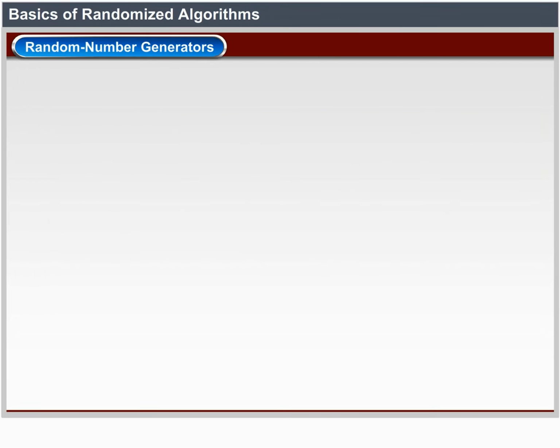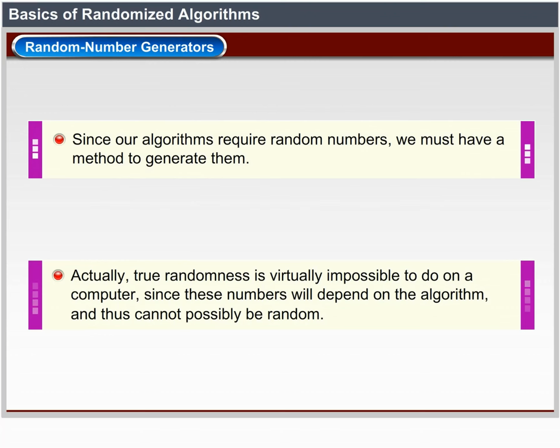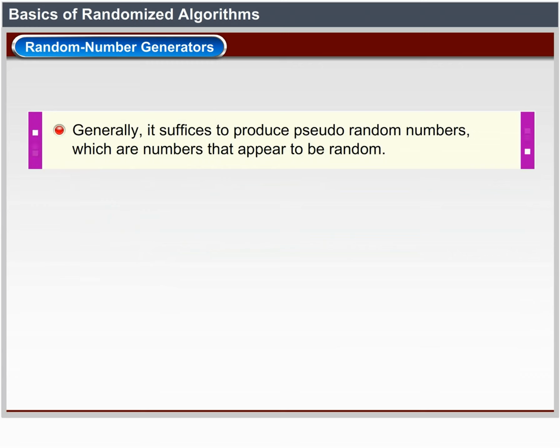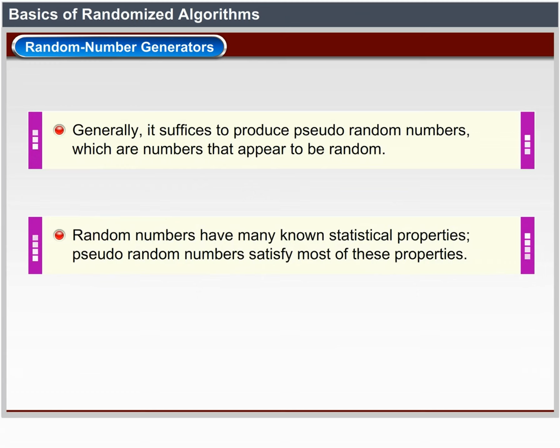Random number generators. Since our algorithms require random numbers, we must have a method to generate them. Actually, true randomness is virtually impossible to do on a computer, since these numbers will depend on the algorithm and thus cannot possibly be random. Generally, it suffices to produce pseudo-random numbers, which are numbers that appear to be random. Random numbers have many known statistical properties. Pseudo-random numbers satisfy most of these properties.